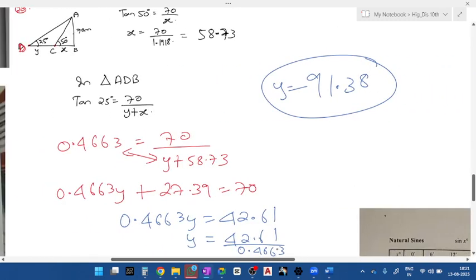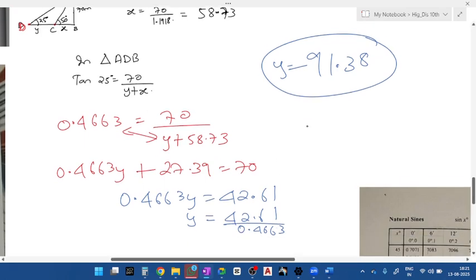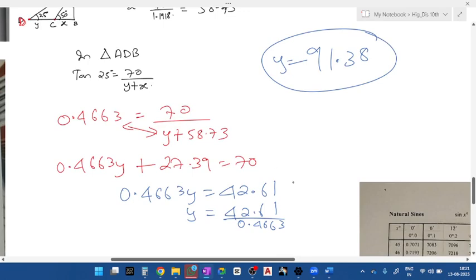20th question. Let me see the answer. Isn't it the correct answer? 91.38. In the textbook also it's given 91.38 meters. Right? It's 91.38. Did you understand how to calculate, all of you?